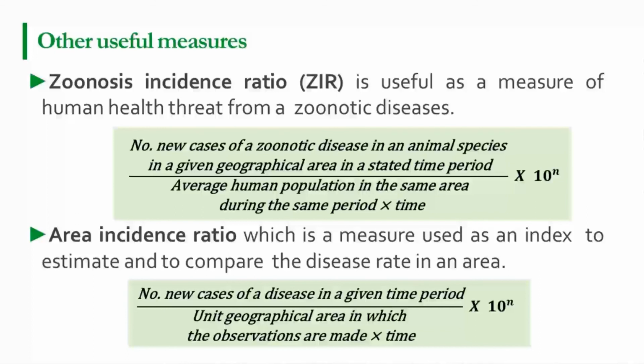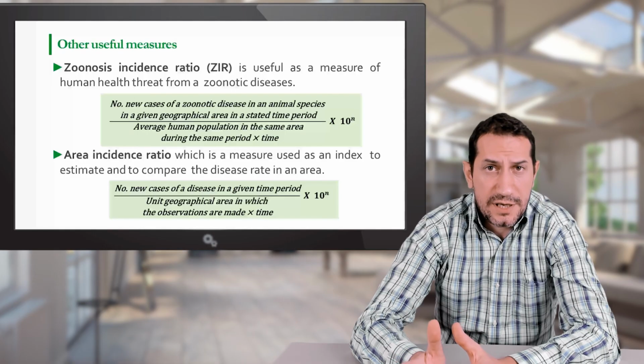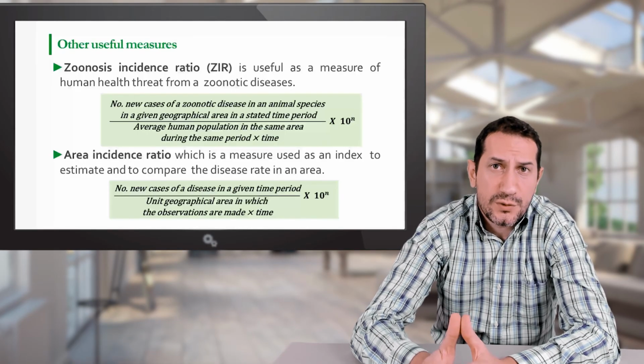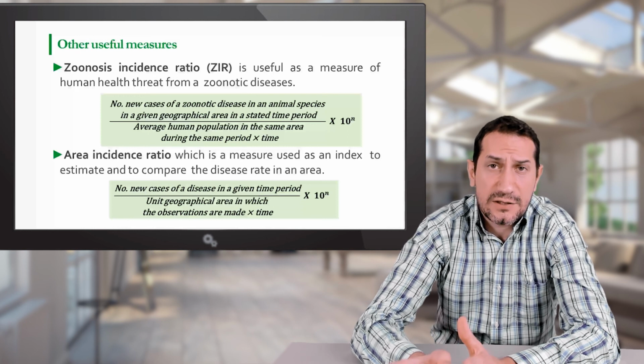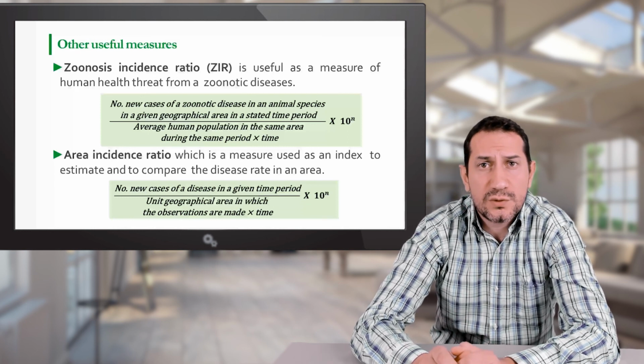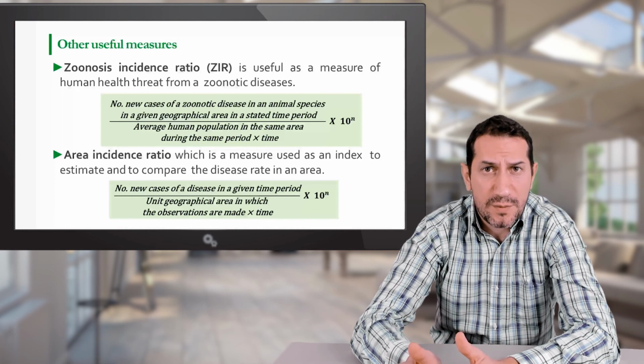The zoonosis incidence ratio is a measure used mainly to estimate the human health threat from a zoonotic disease, and it can be calculated as the number of new cases of a zoonotic disease in an animal species in a given geographical area and at a stated period of time, over the average human population in the same area for the same period of time, multiplied by the time at risk. Here there is a distinction because in the numerator we use one species, which is the animal cases, and in the denominator we use the number of the human population.